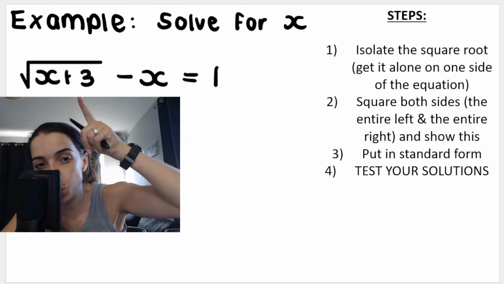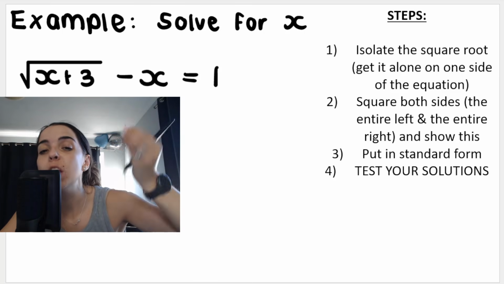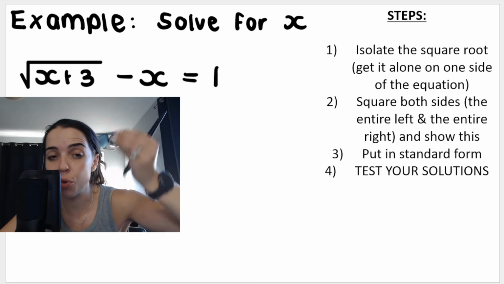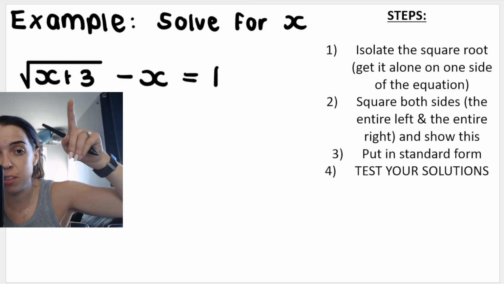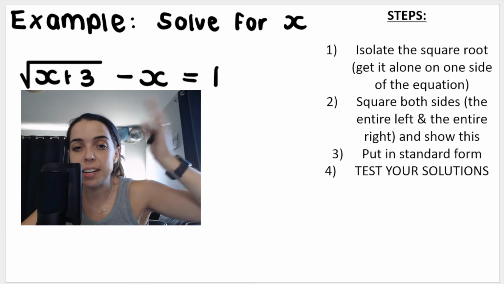We have a square root in the equation. We're looking for x. The question will say solve for x. And as you can see, there's a square root. X plus 3 is underneath the root over here. And then we got minus x equals 1.